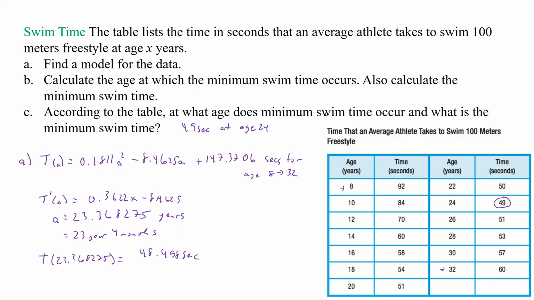And so calculate the age at which the minimum swim time occurs and also the swim time. So approximately 23 years, 4 months, we get a minimum time of 48 point, let's call it 5 seconds. Okay. Now, that's pretty close to just coming off the table. We had 23.4 and 48.5. The table has 24, it's just a little bit higher, and 49, just a little bit higher. And so, pretty close to the table values, but this is a little more exact because we used a full set of data to get it instead of just that one line.